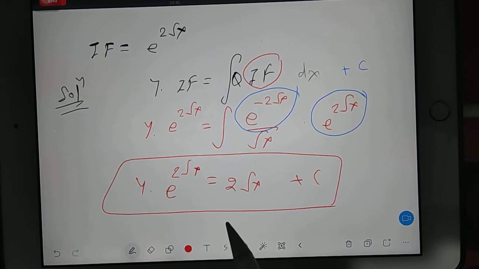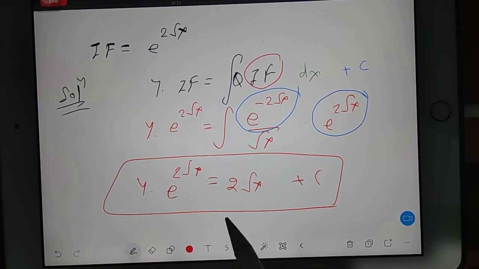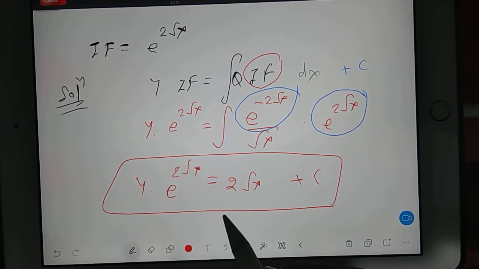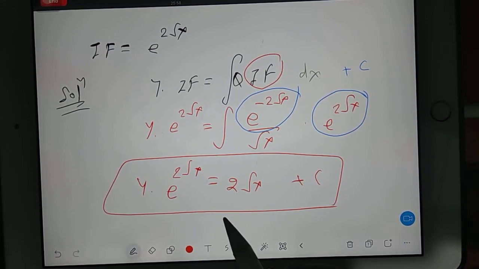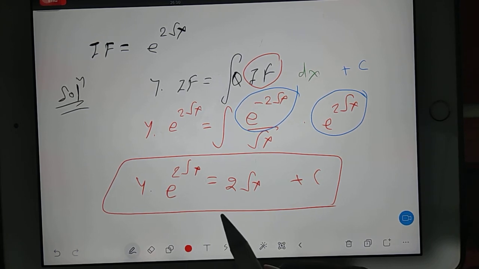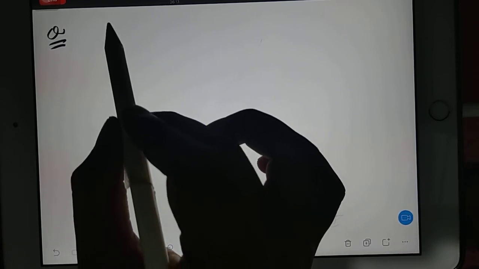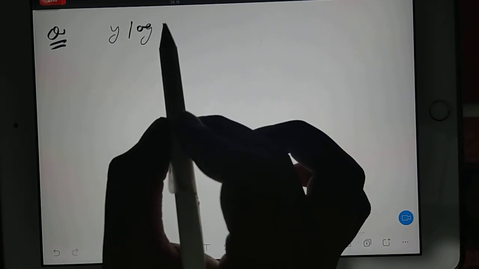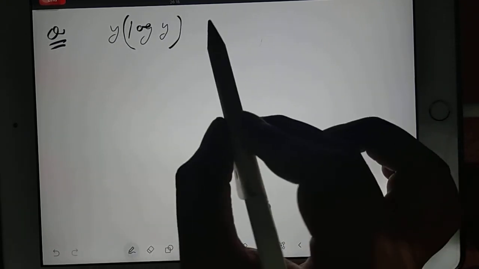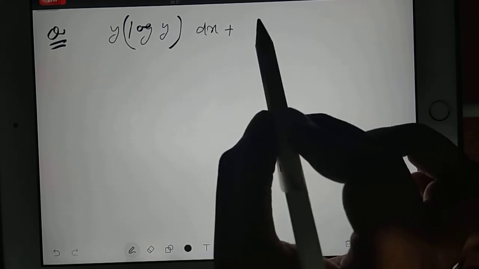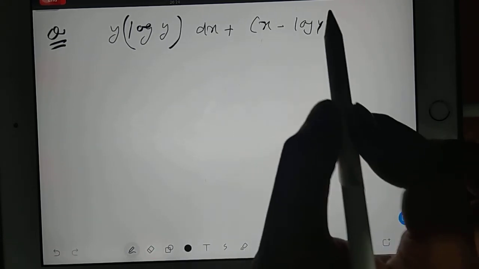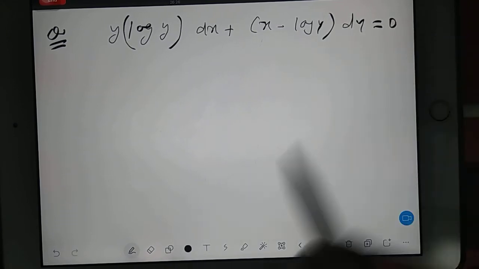We'll solve one more question. It will give you more confidence. I will change the page. Take down the question. Y log y, this in bracket, dx plus x minus log y dy is equal to 0.